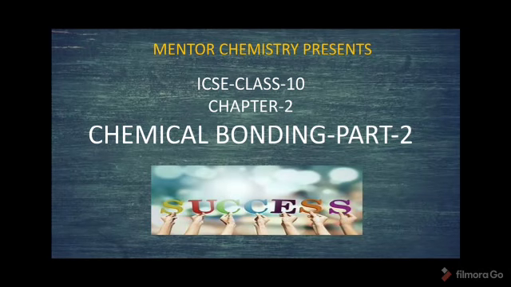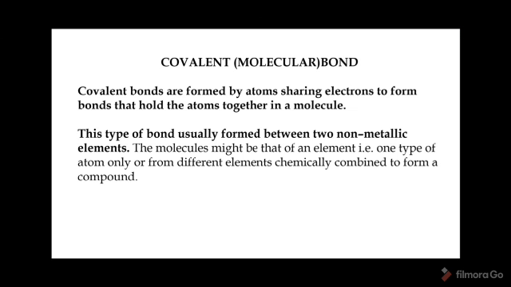Hello students, today we're going to discuss ICSE Class 10 Chapter 2 Chemical Bonding Part 2. In the previous video we discussed ionic bonding. In this video we discuss covalent bonds. Covalent bonds are formed by atoms sharing electrons to form bonds that hold the atoms together in molecules.